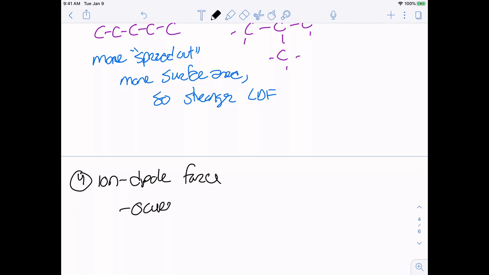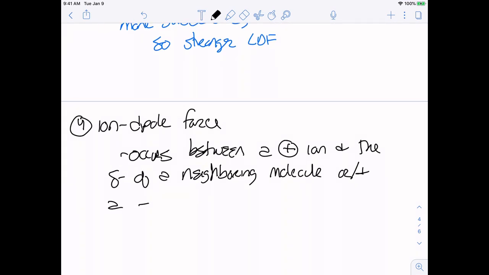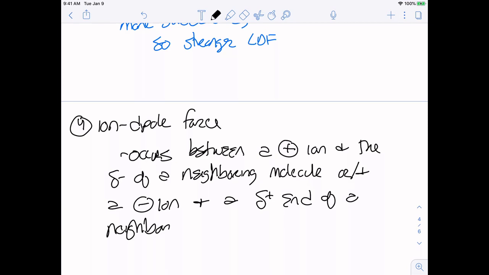So this occurs between a positively charged ion and the partial negative of a neighboring molecule. Or, I guess, a negatively charged ion and a partial positive end of a neighboring molecule. These ones are usually pretty easy to recognize because you actually need 2 things, right? I need something that's ionic and I need a polar molecule. So I can't just give you water because that's just a polar molecule. I have to give you something that's ionic and something that's polar.